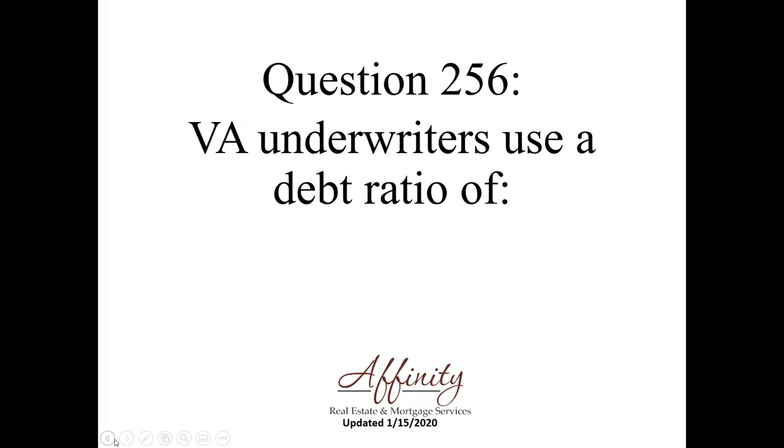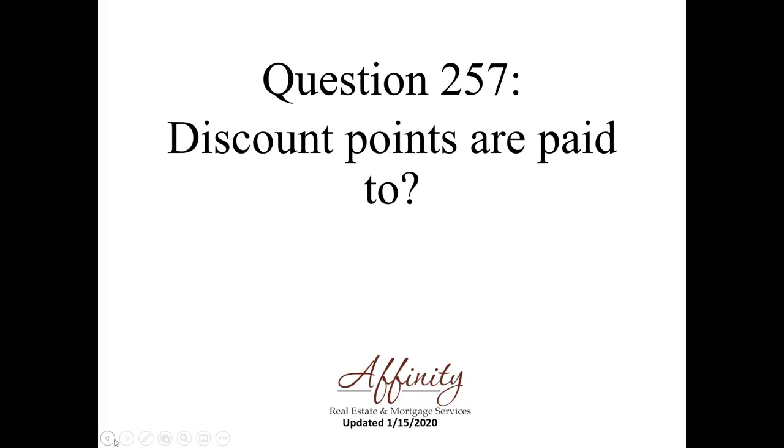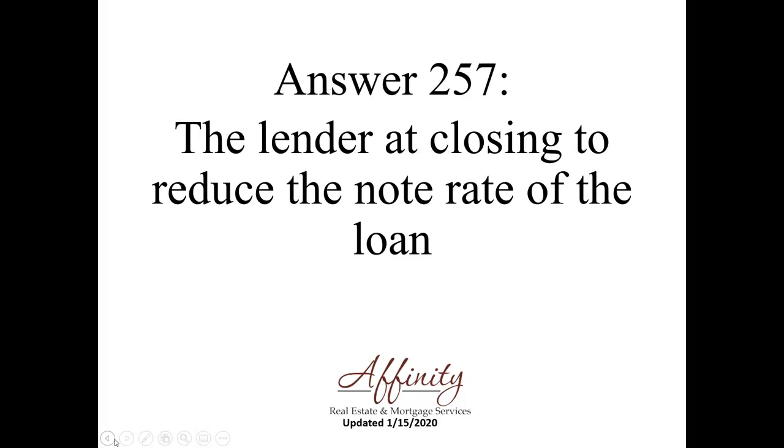Question 256. VA underwriters use a debt ratio of 41%. VA only considers the back-end debt ratio. Question 257. Discount points are paid to the lender at closing to reduce the note rate of the loan.